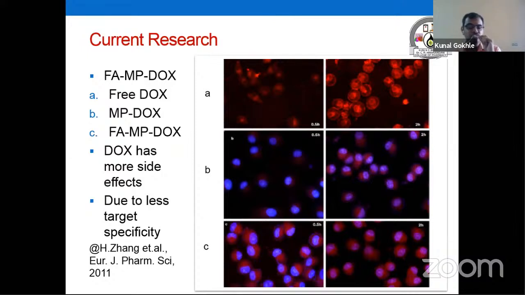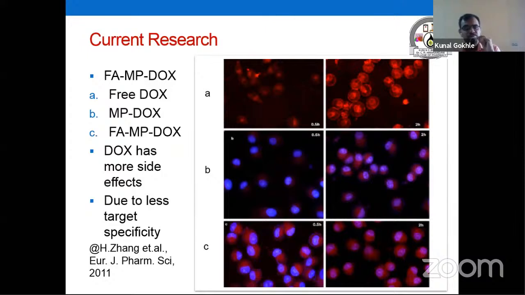folic acid and doxorubicin. Now, the major aim of the scientist in this study is that doxorubicin is very well known for its cardiovascular related side effects. And these side effects are only because of poor target specificity. They come under the influence of one particular enzyme when they reach the biological systems, which takes them to the cardiovascular system rather than effectively to the cancerous systems.